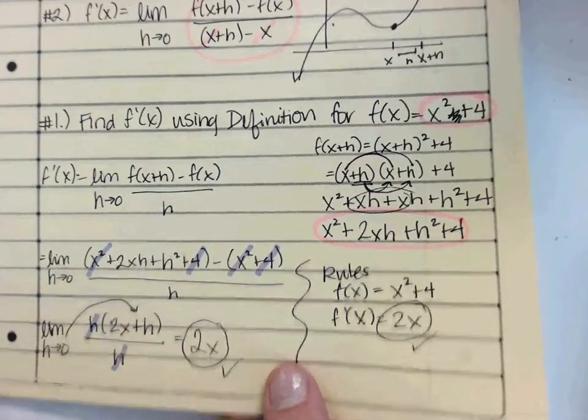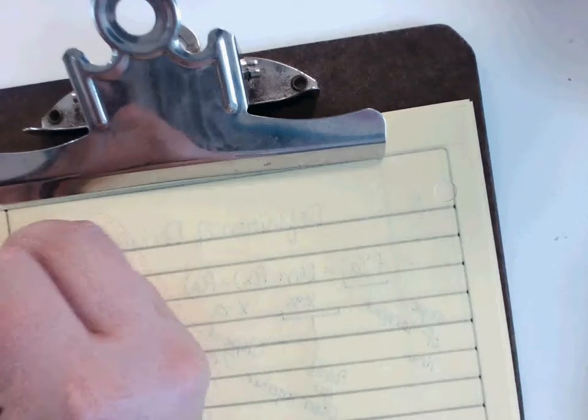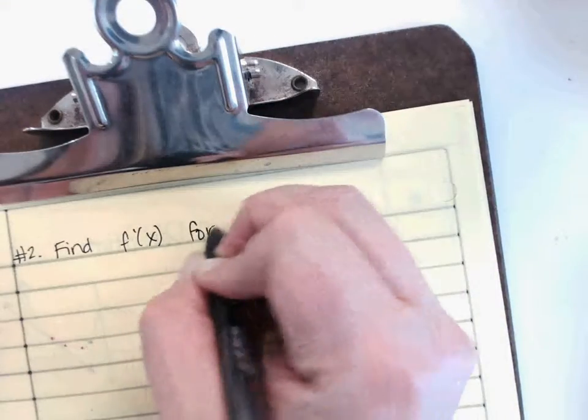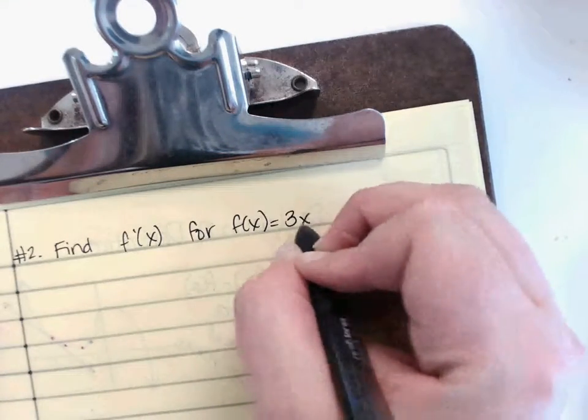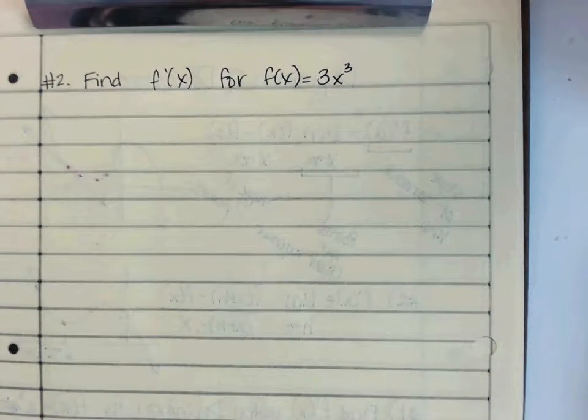All right, so the next one is a little bit longer, but the third one is shorter. Okay, so the next example, we're going to take the derivative of 3x cubed. This is number 2. Oh, I did say the wrong thing. And then if you want to write using the definition, you can put that on there, okay?